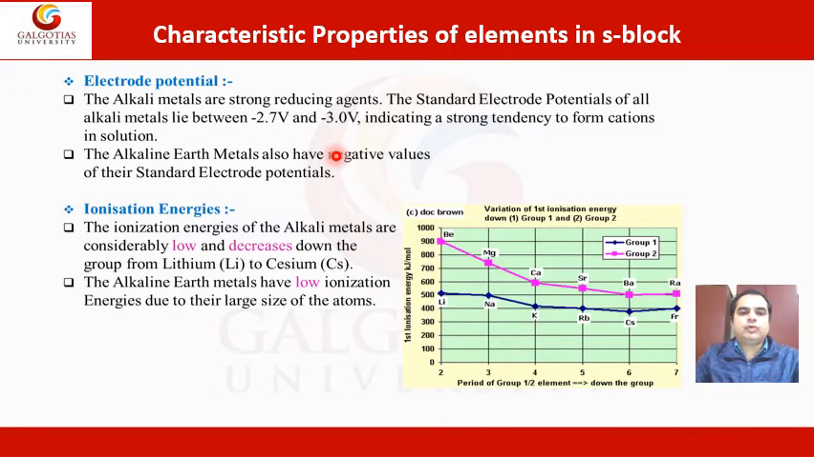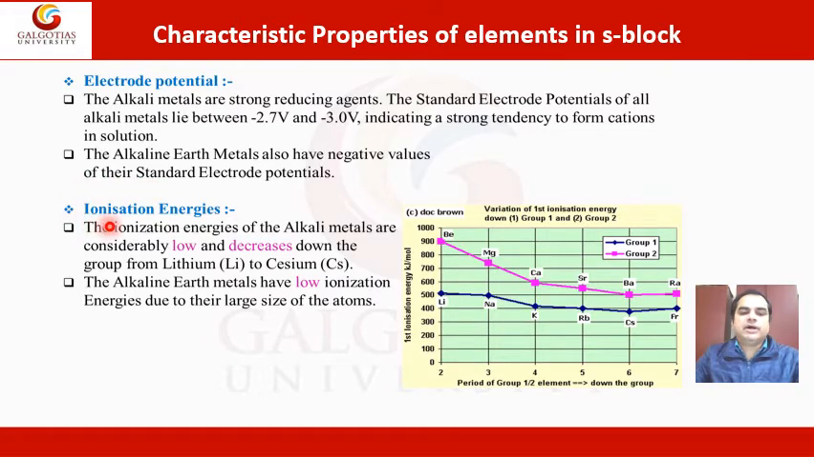Now, a few more important properties of elements in the s block: electrode potential. Alkali metals are strong reducing agents, and the standard electrode potential of alkali metals lies between minus 2.7 volt and minus 3 volt, which indicates a strong tendency to form cations in solution. While the alkaline earth metals also have negative values of their standard electrode potential.